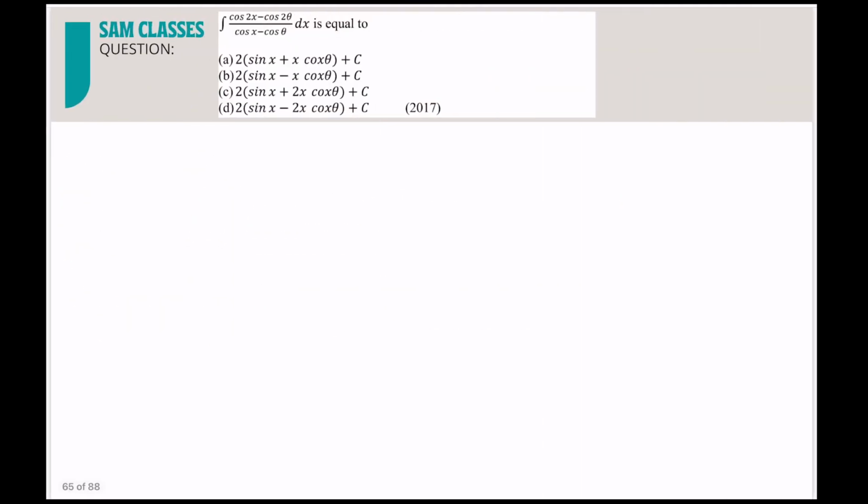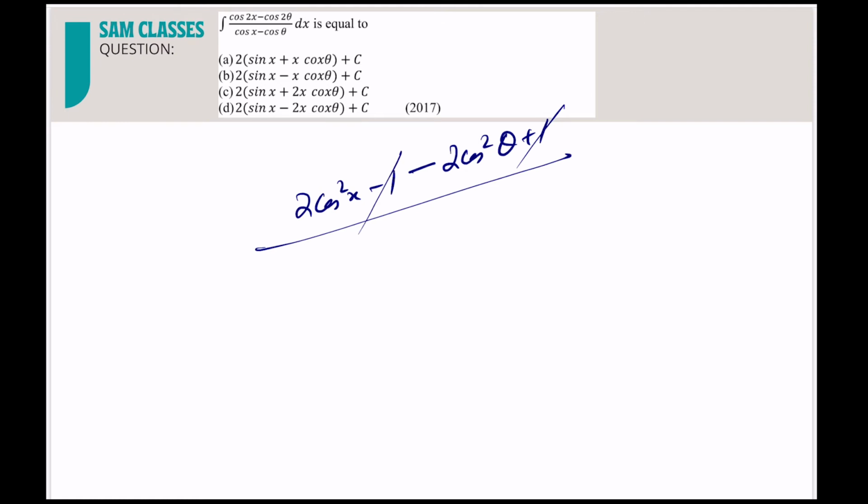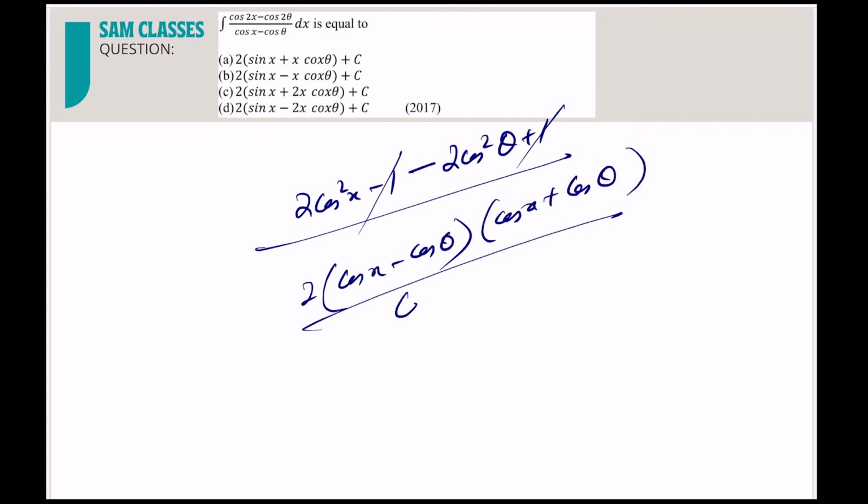Now the next question, a very, very good question, okay? If you know trigonometry, you'll be able to solve without touching the pen. Now you'll say, sir, how, sir? See, cos 2x is what? 2 cos square x minus 1. And cos 2 theta is what? Minus 2 cos square theta plus 1. So this and this went home. 2 you can take common. Now you can write cos x minus cos theta by cos x plus cos theta. Done.